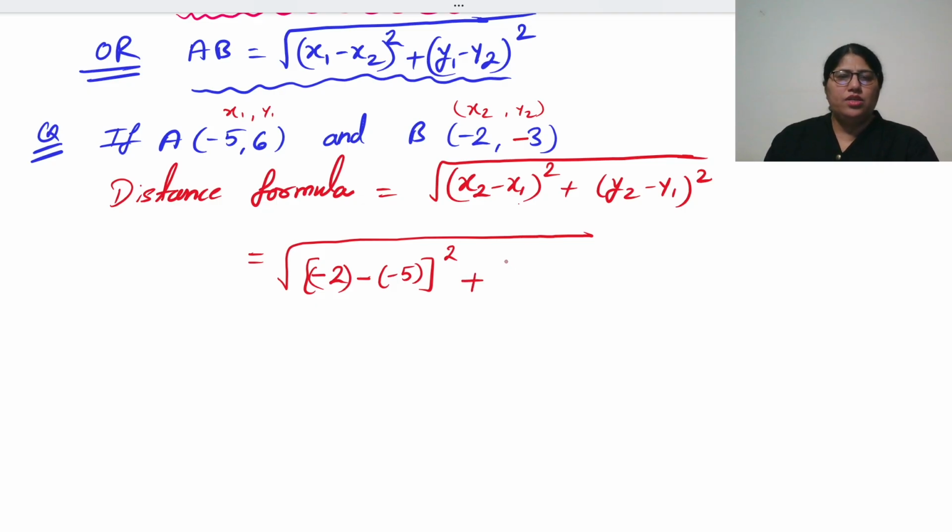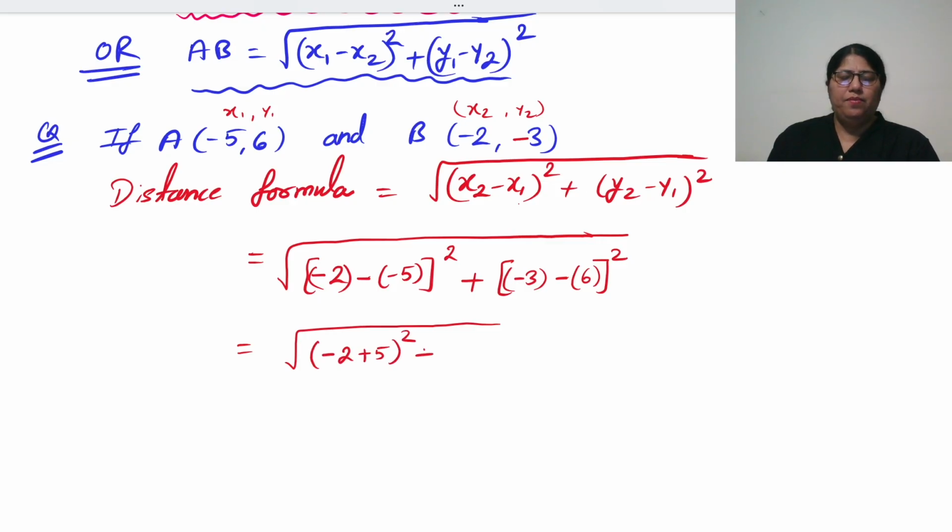Then plus, what is your y2 value? Y2 value is minus 3. So I am writing here minus 3 minus y1 value is 6, right? And then you will take whole square. So how do I simplify this bracket and what will be the sign here? Minus 2 plus 5 whole square plus minus 3 minus 6 whole square, right?